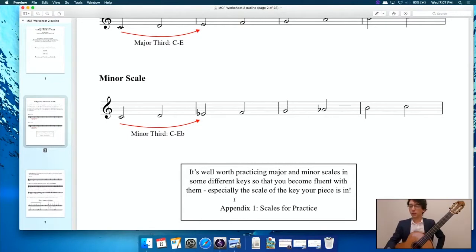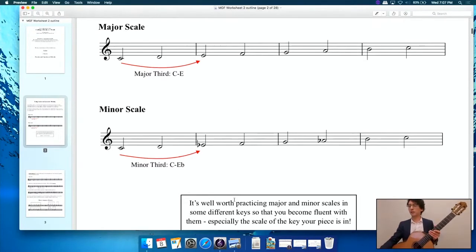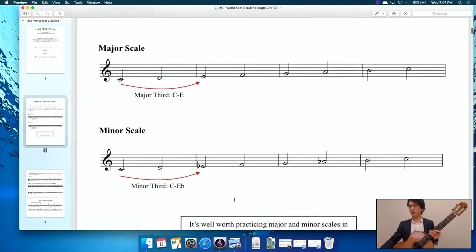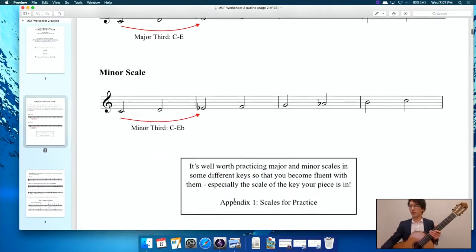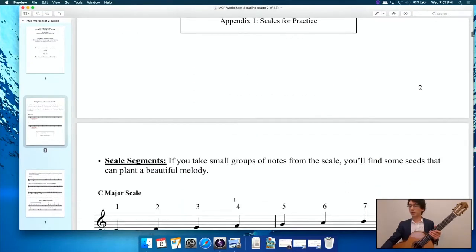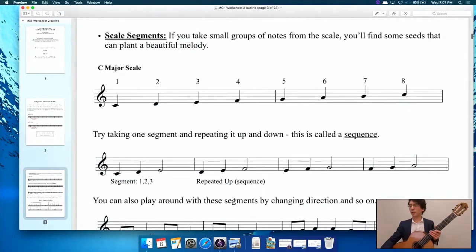I've given you an appendix with some scales to practice, if you don't have scales already that you use, although you can use your own scales if you already have scales that you practice. Okay, so that is a really brief tour of just the theory behind scales. Now we'll start to get to the more exciting part.